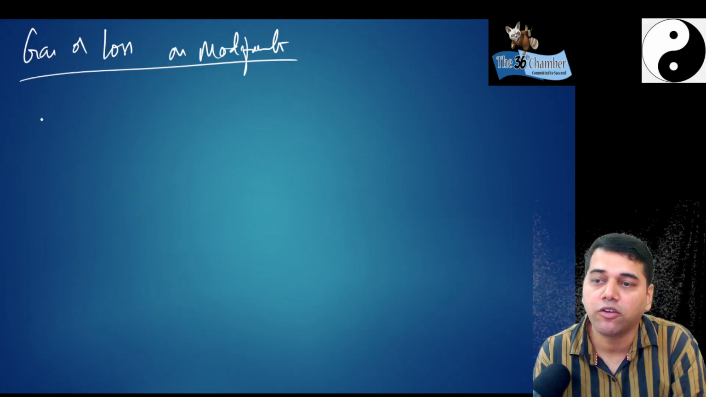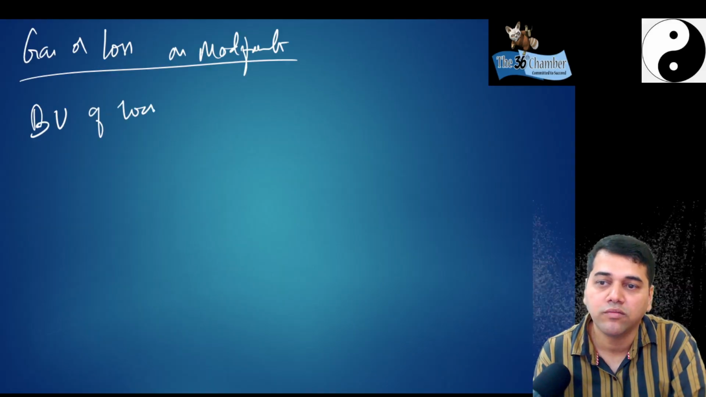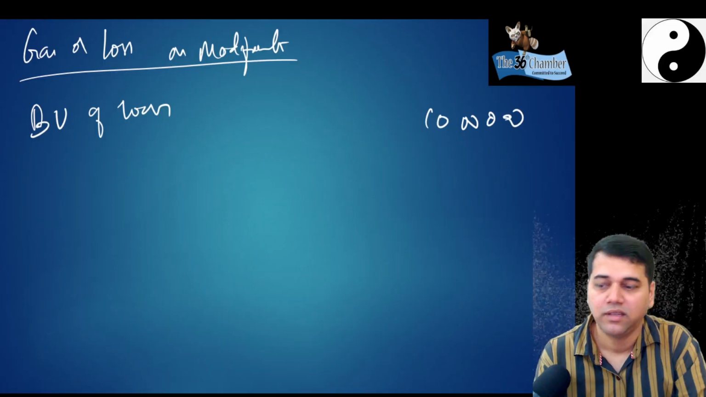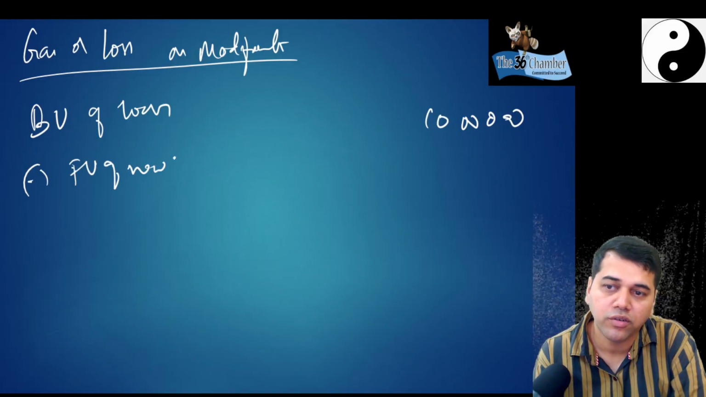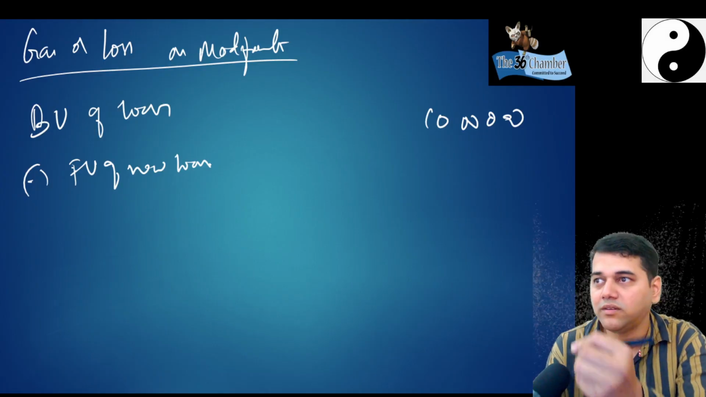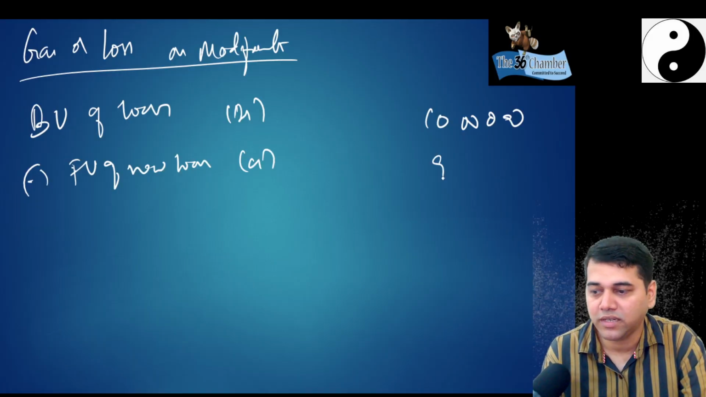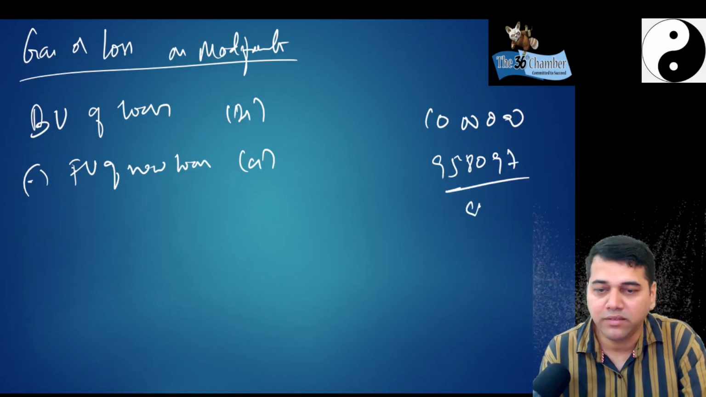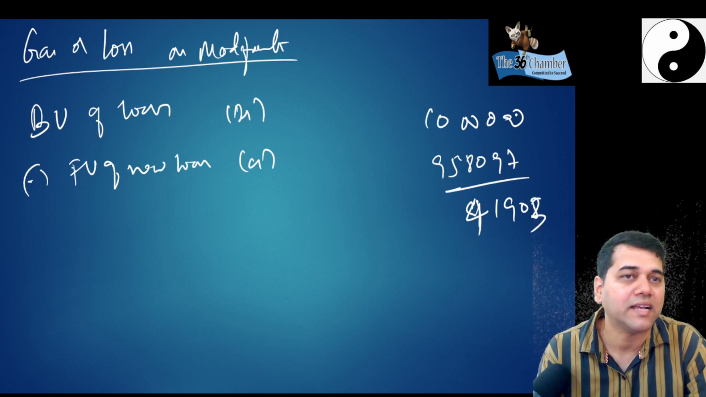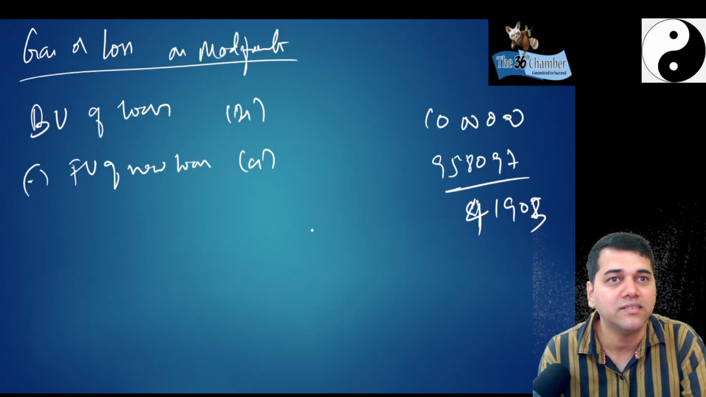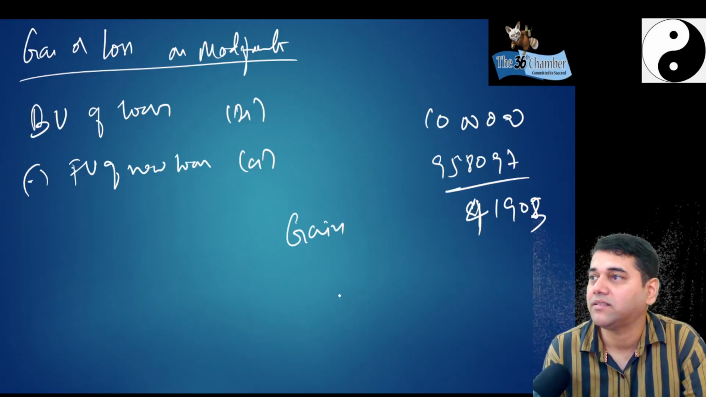Now, to find out the gain or loss, you need the book value. What is your book value? Actually, it comes from a journal entry here. What is the book value of loan? 10 lakhs. Less, what is fair value of new loan? Because this is the book value that goes out. This is like a journal entry now. This is like a debit. This is like a credit. How much? 9,58,097. That means, see, what goes out is a liability worth 10 lakhs. What comes to you is a liability worth 9,58,000. Gain or loss? Gain.